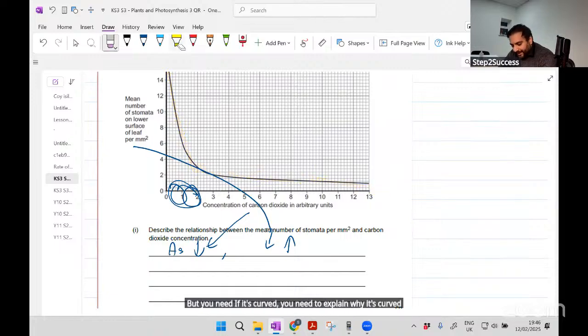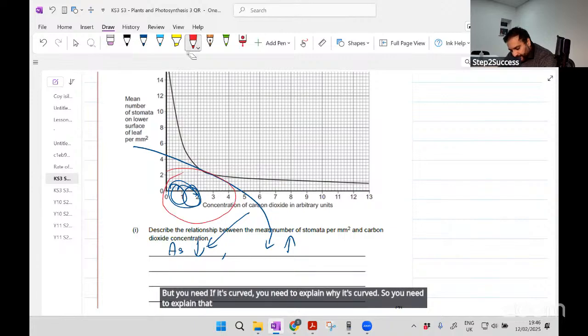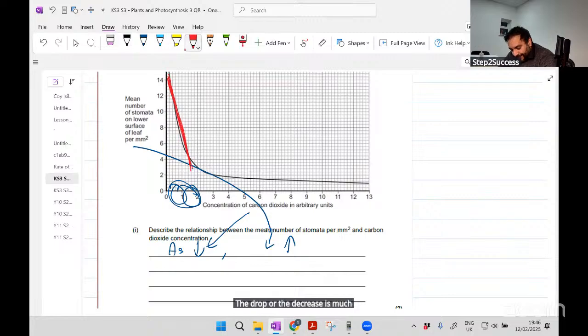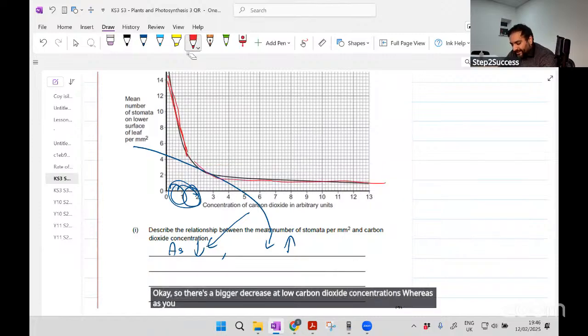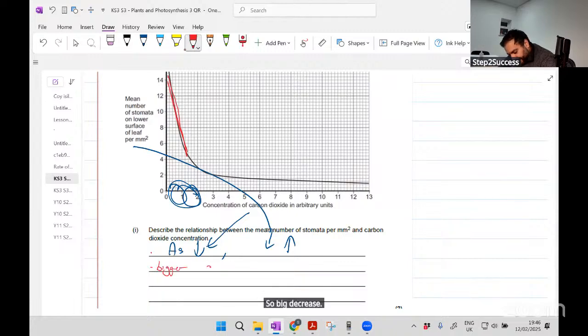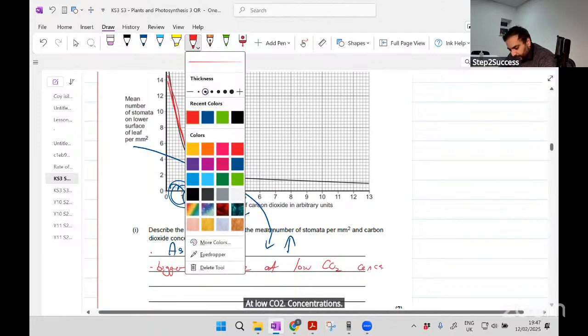So you need to explain that at the lower amounts of carbon dioxide, the decrease is much greater than it is here. There's a bigger decrease at low carbon dioxide concentrations, whereas at higher ones, the change is not as drastic. So: bigger decrease at low CO2 concentrations.